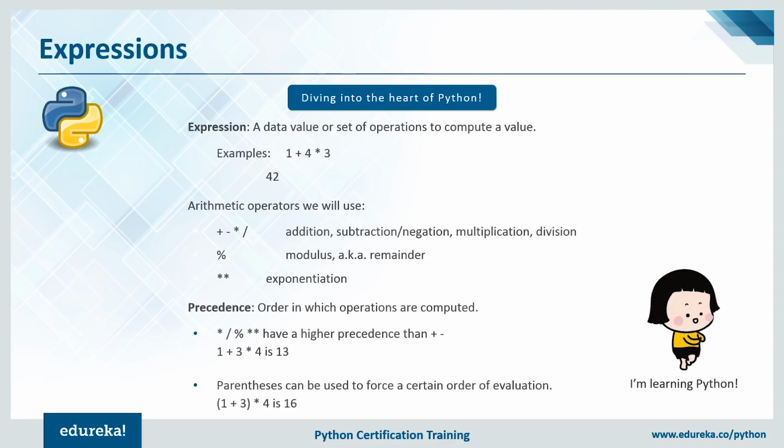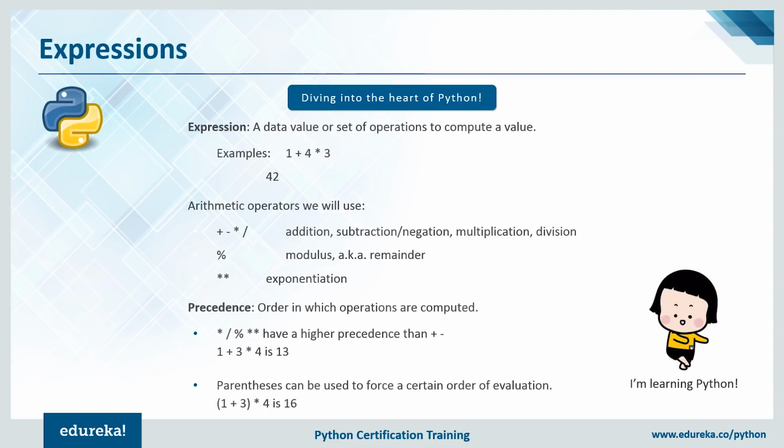We have arithmetic operators such as addition, subtraction, multiplication, and division. We have the modulus operator, which is used to calculate the remainder as well, and we can exponentiate as well. So guys, we'll be walking through this in detail in the next slides. Next up is precedence. Well, precedence, as the name says, is the order in which the operations are computed. Well, multiplication, division, modulus, and exponentiation have a higher precedence than just addition or subtraction, guys. So 1 plus 3 cross 4 is 13, right?